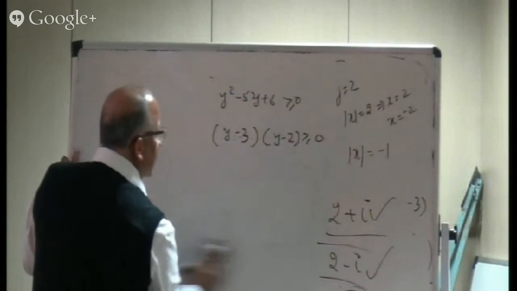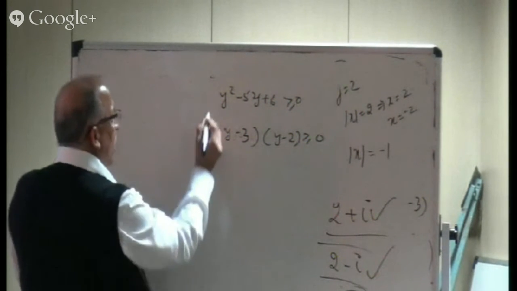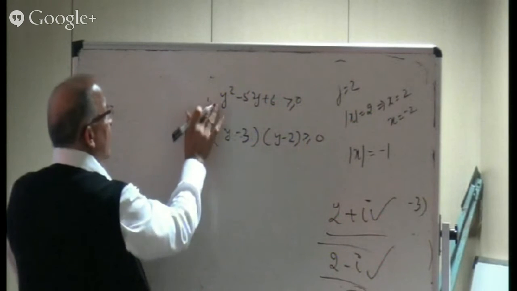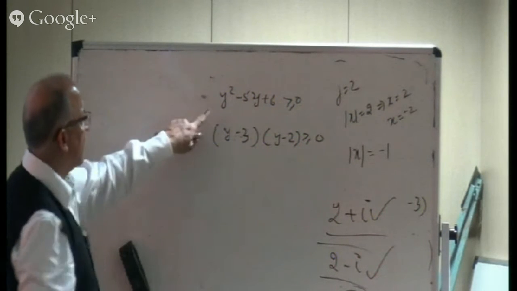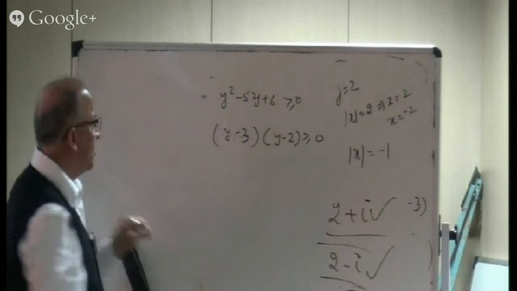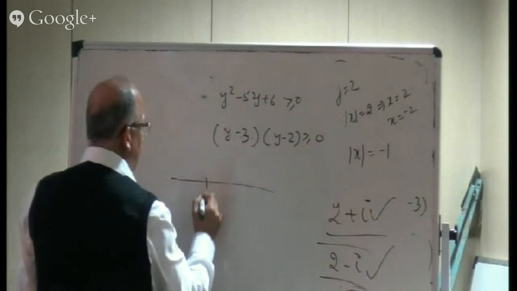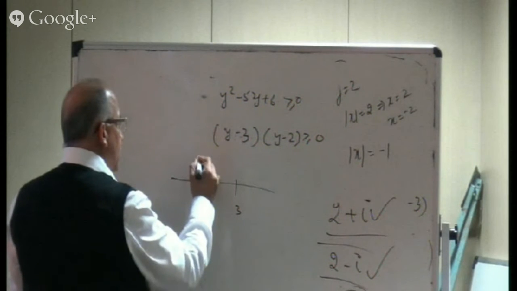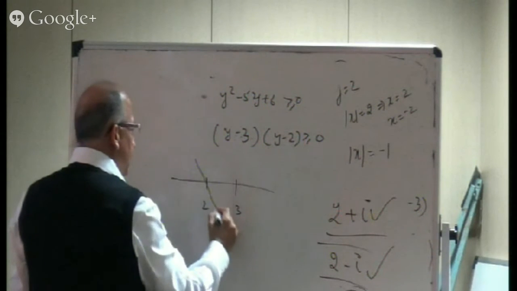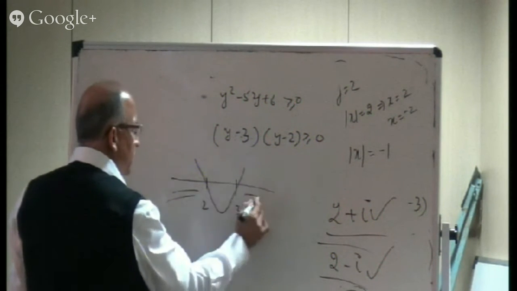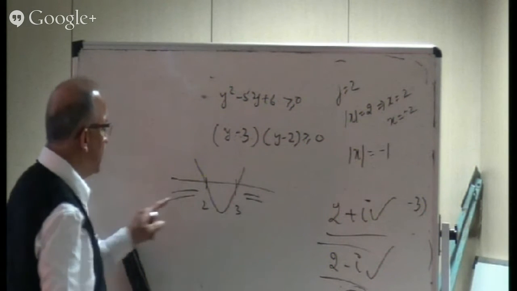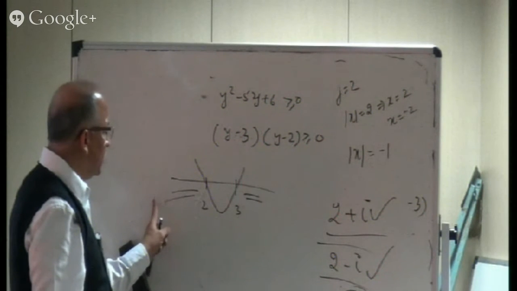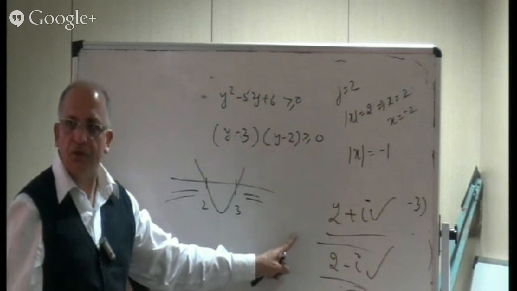That's why I left it there, because it was simple. Now the coefficient of y square is positive. So if you plot where is 2, where is 3, between the roots it is negative, and outside the roots is positive. So less than or equal to 2, and greater than or equal to 3 will be the choice.